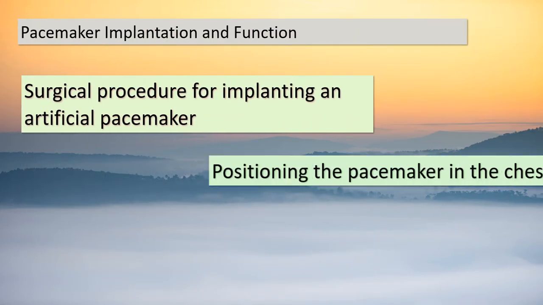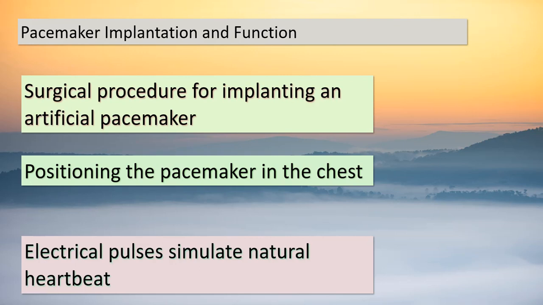Greetings, curious minds. Today, we're going to unveil the intricate process of implanting an artificial pacemaker. Picture this. A skilled surgical team places the pacemaker beneath the skin, typically in the chest region. The placement is strategic, ensuring optimal connection to the heart's electrical pathways. Once situated, the pacemaker works tirelessly to generate electrical pulses. These pulses mimic the natural heartbeat, causing the heart muscles to contract rhythmically.